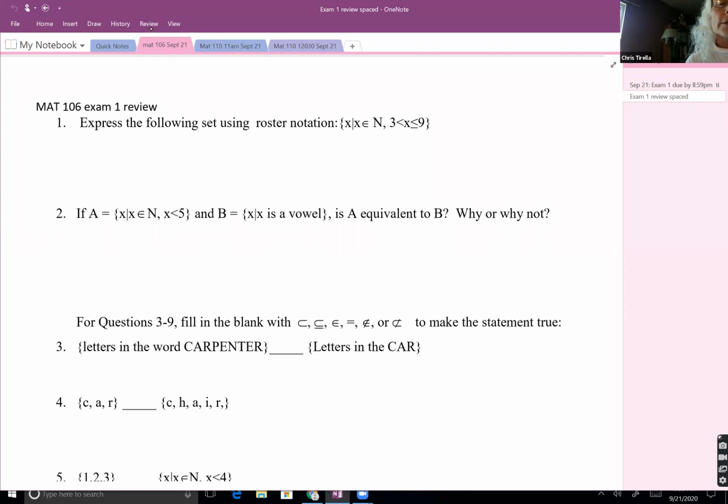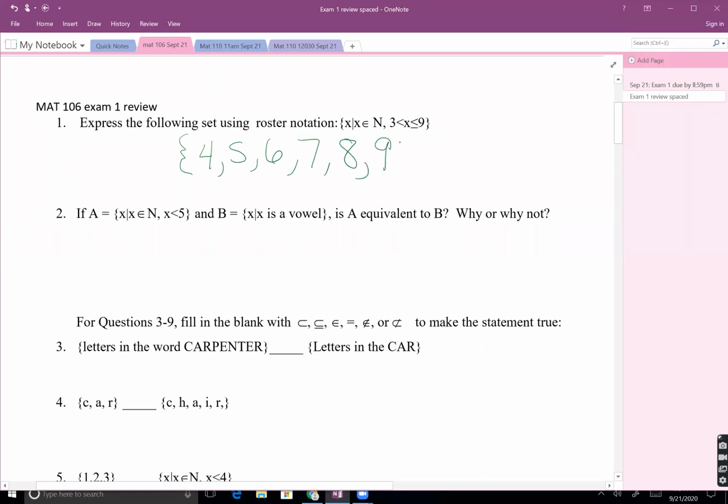Question 1 says, express the following set using roster notation: the set of all x such that x is a natural number, 3 is less than x is less than or equal to 9. What does roster notation mean? A list of numbers. Yeah. So what numbers should I list? 4 through 9. 4, 5, 6, 7, 8, 9. Is everybody in agreement? No 3, yes 9. Yeah.